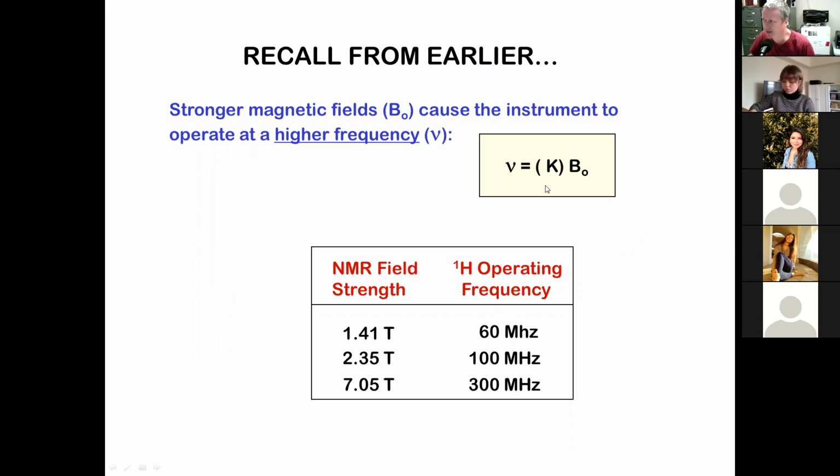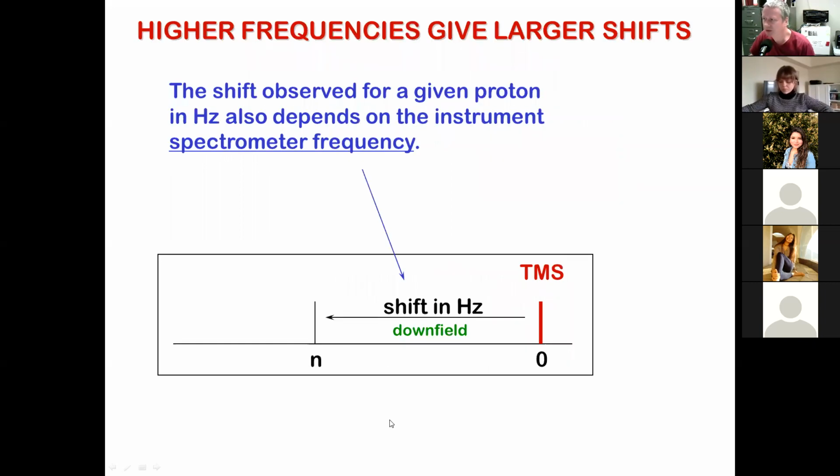Recall from earlier, strong magnetic fields cause the instrument to operate at a higher frequency. So the frequency is dependent on a constant related to the magnet strength. Different magnets, different frequencies. If we define the x-axis in hertz, that's a problem, because then every different NMR machine is going to have a different x-axis. We don't want that. We want a universal x-axis. So the shift depends on the spectrometer frequency. Very annoying. We don't want different machines to have different x-axes.